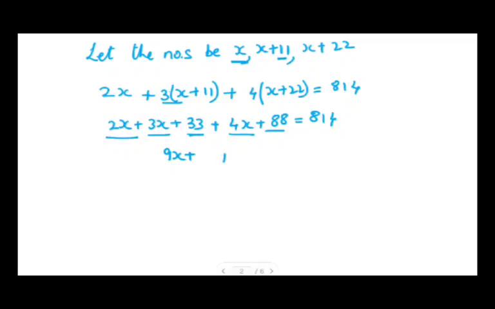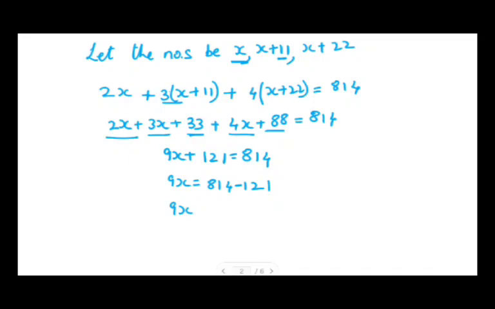3 plus 8, 11. 3 plus 8, 11 plus 1, 12. So 121 is equal to 814. Take 121 on the other side. Change the sides.